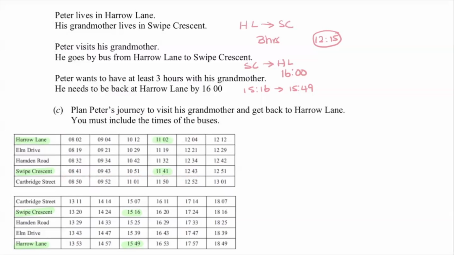So now I'm going to set this up to make it clear for my examiner. I'm going to leave Harrow Lane at 11:02. I'm going to arrive at Swipe Crescent at 11:41. I'm going to have my 3 hours. In fact, I'm going to have a little bit longer. I'm then getting on the bus at Swipe Crescent at 15:16 and I'm home by 15:49.